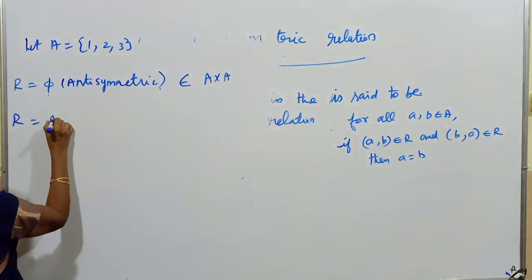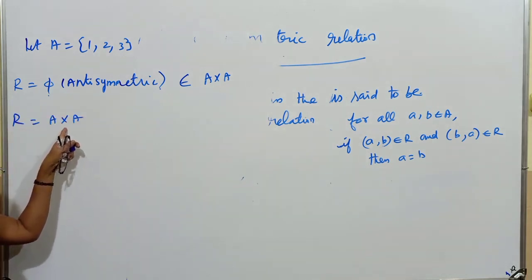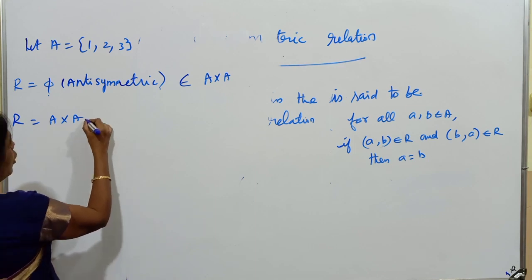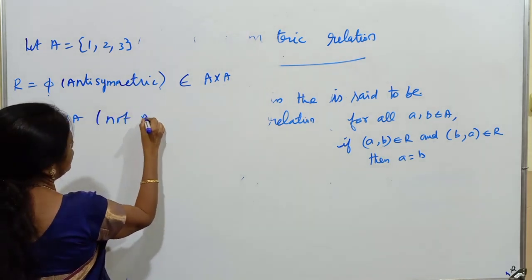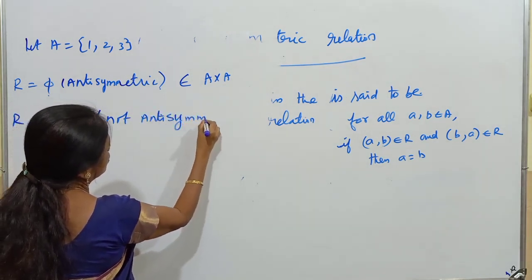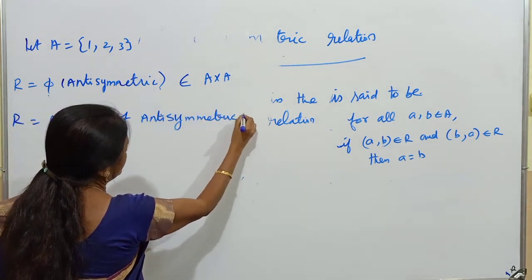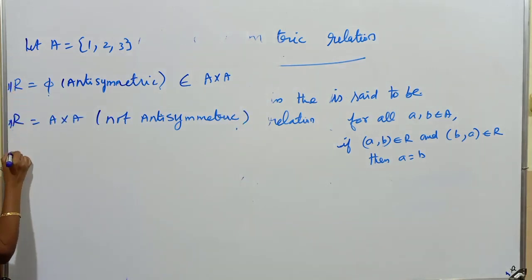Next one. R equal to A cross A. You all know that this is the equivalence relation. So this will not be antisymmetric. It is not antisymmetric. Right. Now listen.